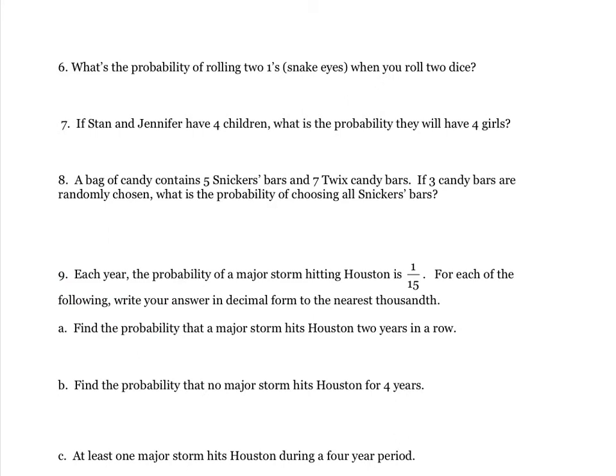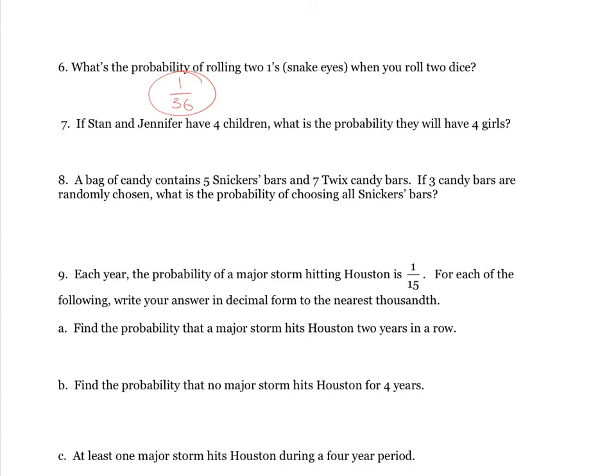So here are a bunch more examples. What's the probability of rolling 2 1s, aka snake eyes, when you roll 2 dice? We've talked about that a little bit earlier. There's only one way, one outcome where you're rolling each die as a 1 out of 36 possible outcomes. I think that was in a previous lesson entirely.